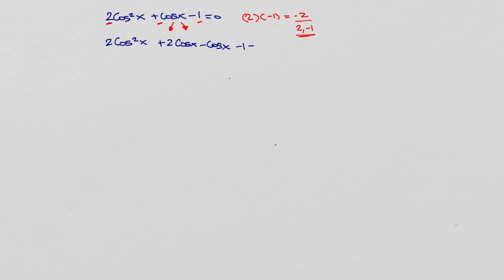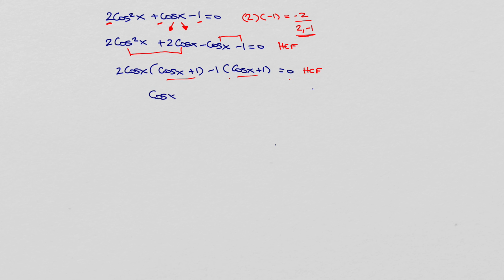and then minus 1. We take out the first two terms and look at the highest common factor, and the second two terms we group and take out the highest common factor. So the highest common factor between the first two is 2 cos x, leaving me with cos x plus 1. Highest common factor between the second two terms is minus 1, leaving me with cos x plus 1. These two brackets are the same again, which is what we always want. So we can take out our highest common factor a second time, cos x plus 1, and that leaves me with 2 cos x minus 1 equals 0.